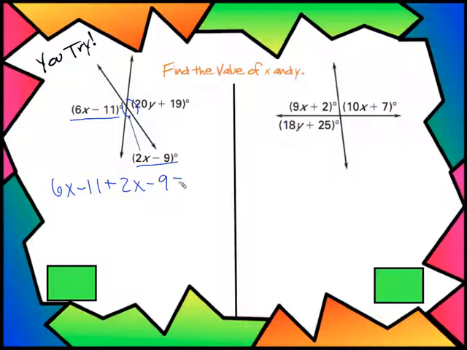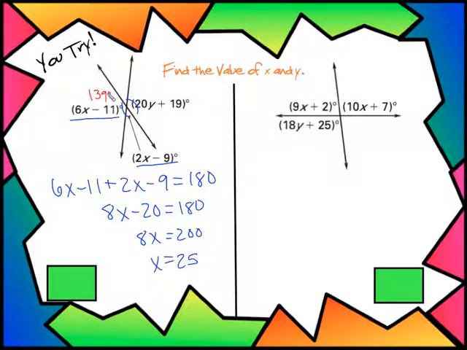So I'm going to start with a linear pair. So I get 8x minus 20 equals 180. Add the 20, you get 8x equals 200. Divide by 8, you get x equals 25. Now if I plug 25 in right here, 25 times 6 is 150 minus 11, that's 139. 25 times 2 is 50 minus 9 is 41. So those are my two angle measures.